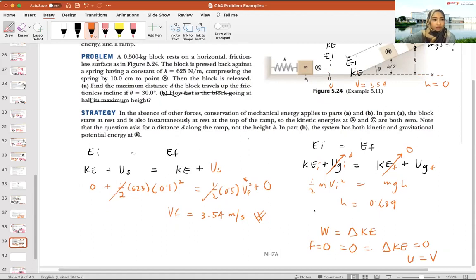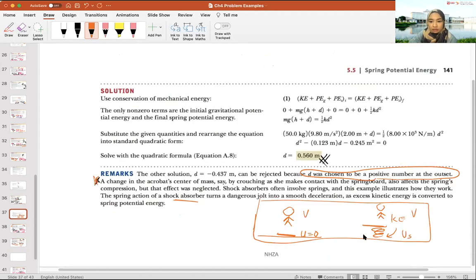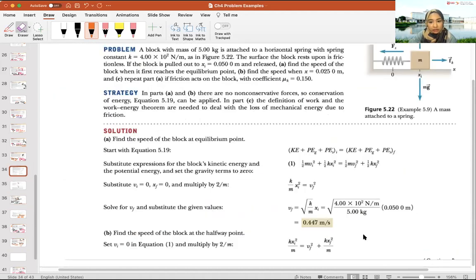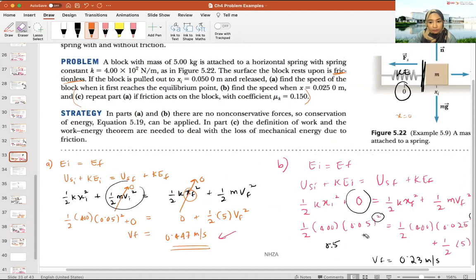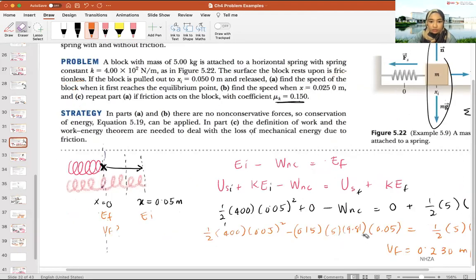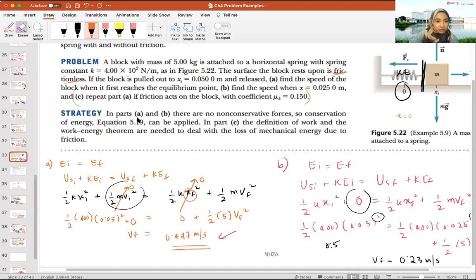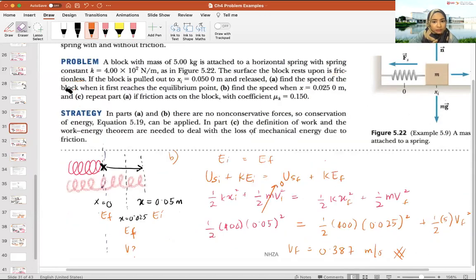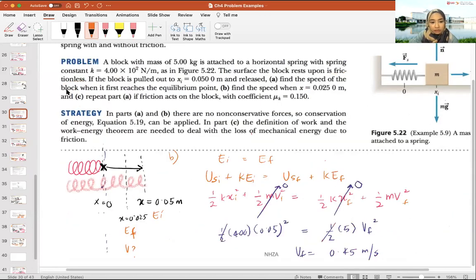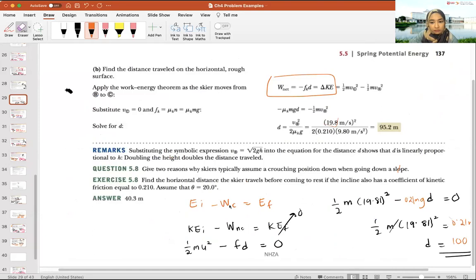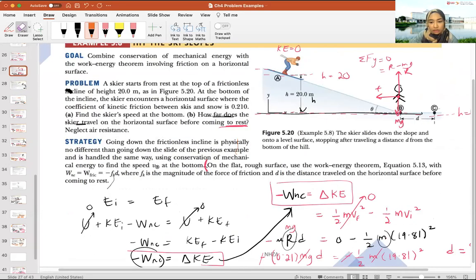Kenapa W equals to 0 here? This goes back to our W net tadi. Mana equation tadi? Yang kita cerita panjang tadi. This one, was it? No, forgot. We talked about W tadi. Mana dia pergi? Jauh juga kita belajar. Okay.